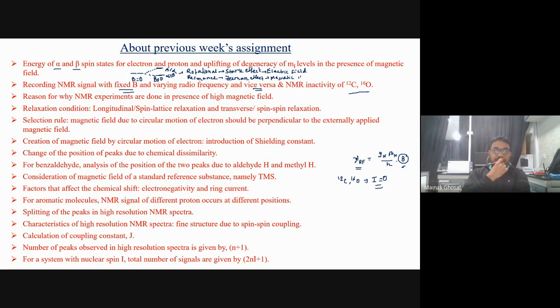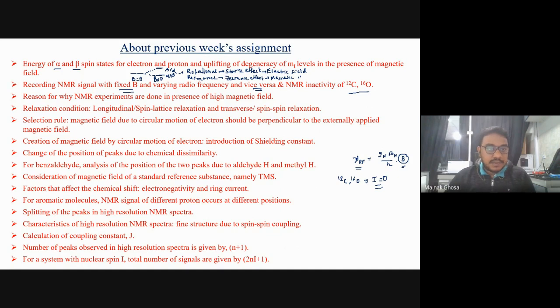If you have recorded an NMR, or if you are going to record it in future, then you can see that with proton NMR there is also a carbon NMR, and this carbon is C13, not C12. Why not C12? You know this fact now, that carbon-12 is NMR inactive. So to record the NMR signal, you need to have carbon-13.